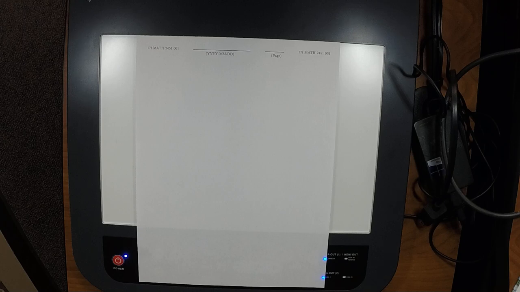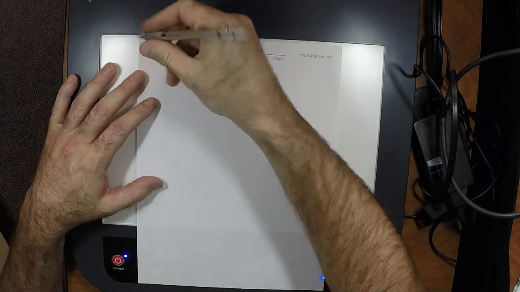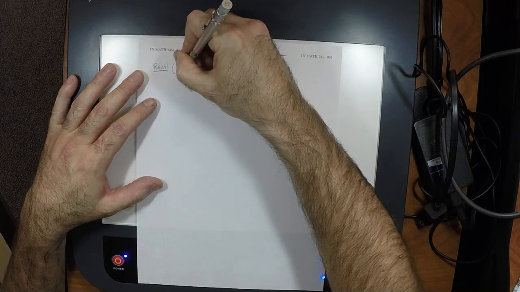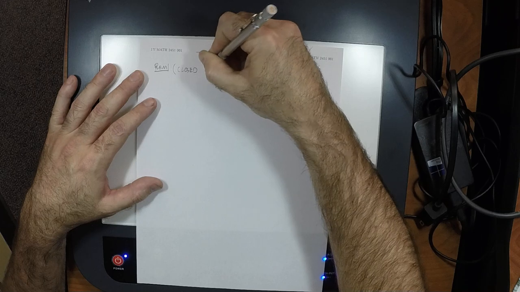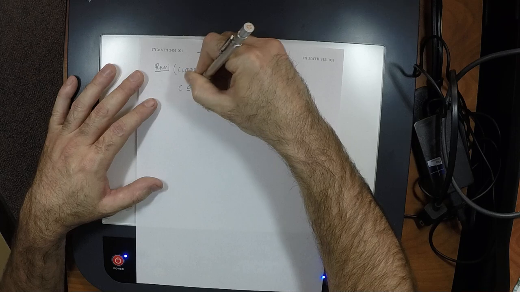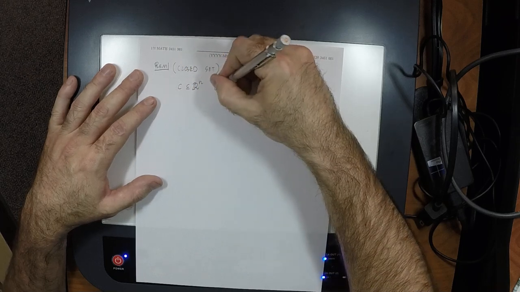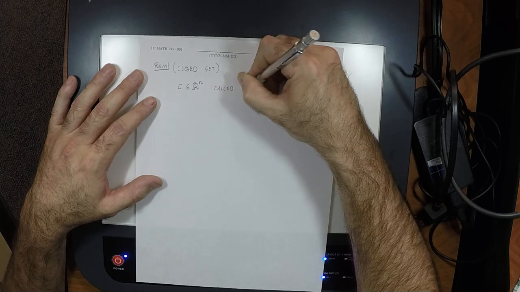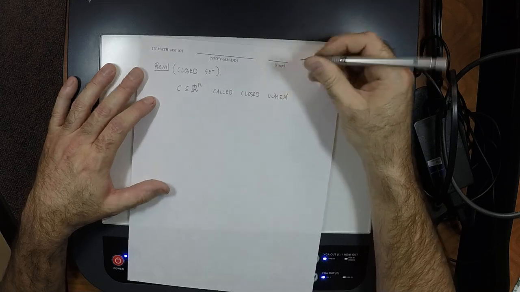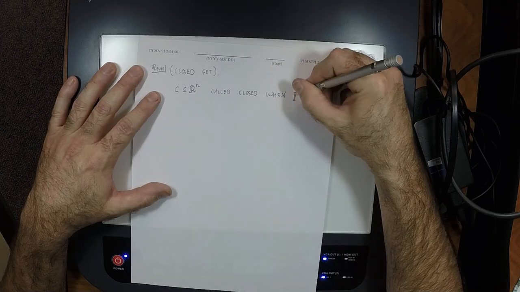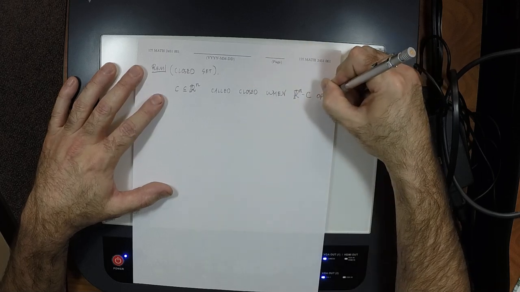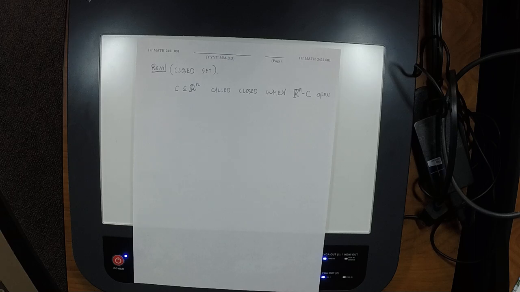Okay, good. So what's a closed set? The complement of another set. Yes. Set C, which is a subset of Rn, is called closed when Rn minus C is open. Okay.